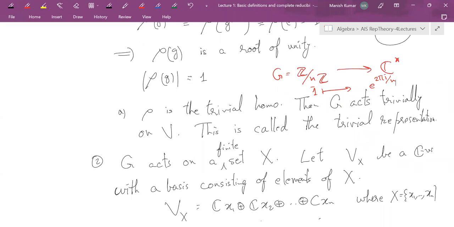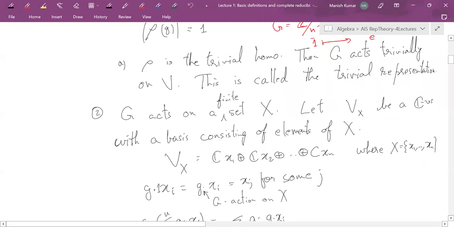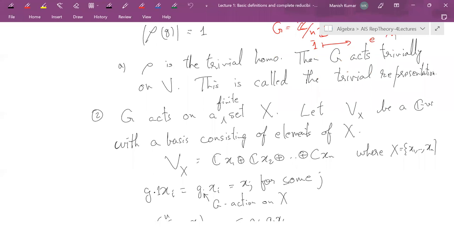Using this action, you can give a representation of G. What we do is consider a vector space whose basis are elements of X. Let Vx be a C vector space with basis consisting of elements of X. Say X has n elements, x1 to xn, then you consider Vx to be a direct sum of these n elements, Cx1 and so on, an n-dimensional vector space. Here a line is missing.